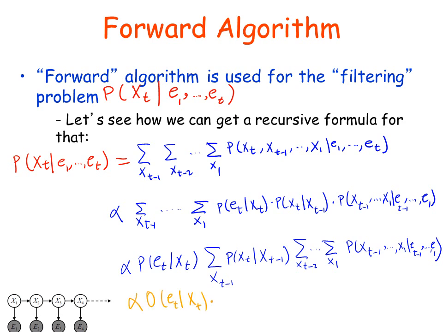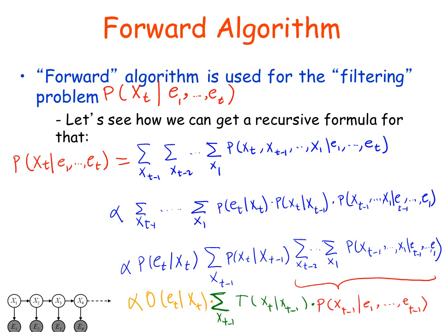The first term is indeed the probability of the observation et given xt. Then the second term is indeed the transition probability of xt given xt minus 1. And interestingly, the last expression is indeed the probability of xt minus 1 given e1 to et minus 1, based on the basics of probability.